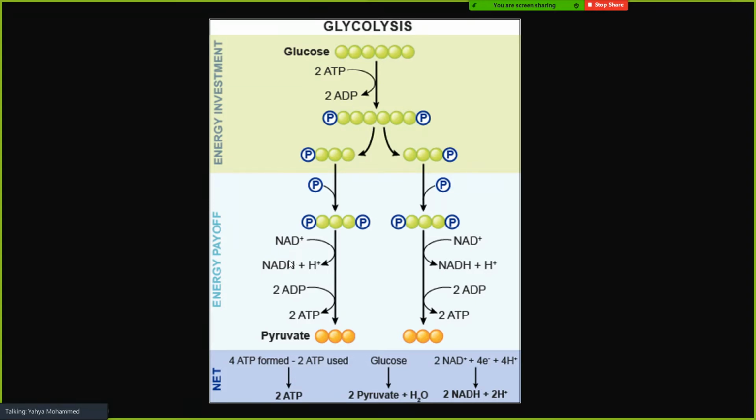NAD is being charged into this charged battery, NADH, and ATP is also being produced here. But how is ATP being produced? Remember these phosphate groups over here? But there's only two phosphates. So where did the third phosphate come in?